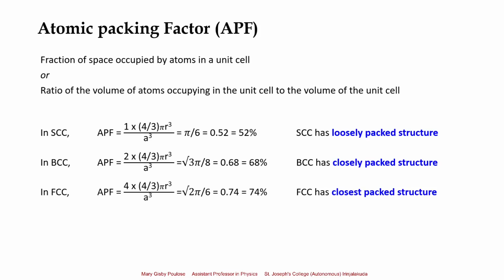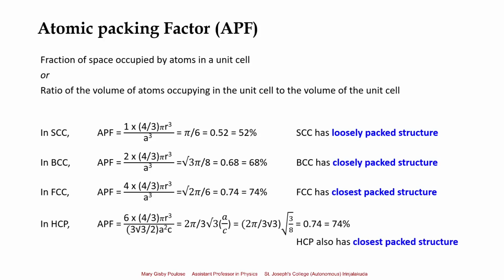In the face-centered unit cell, the atomic packing factor is calculated as the ratio of the volume of atoms in the unit cell, that is, the number of atoms, 4 in a unit cell, into 4/3 pi r cube, divided by the volume of the unit cell, a cube. Here a is substituted using the relation 4r equals root 2 a. Hence we get root 2 pi by 6, that is 0.74. That is 74% of the unit cell is occupied by the atoms. From this we understand that the face-centered unit cell has the closest packed structure.